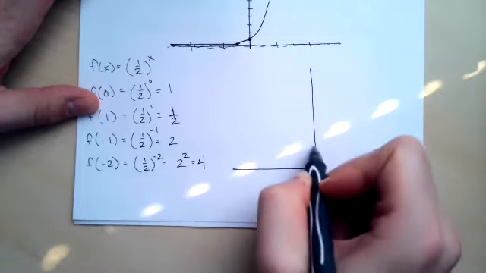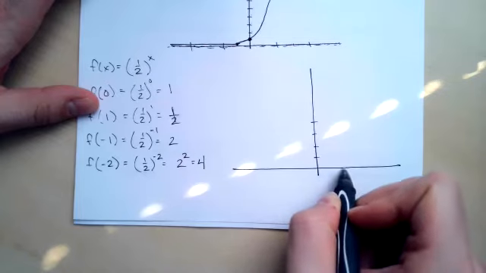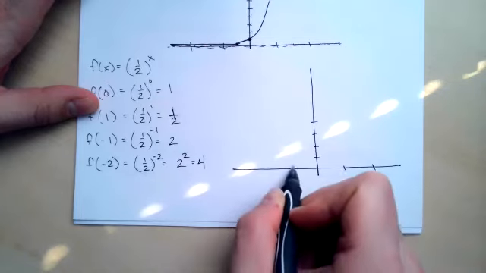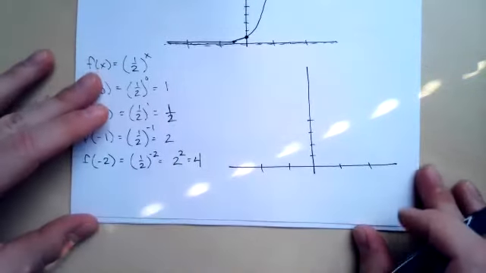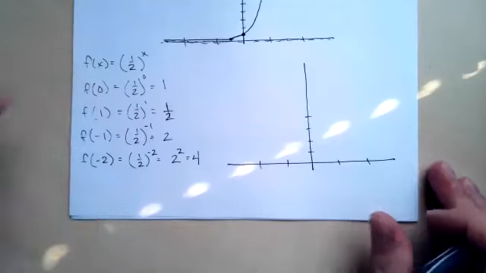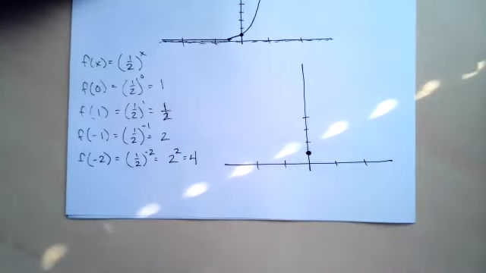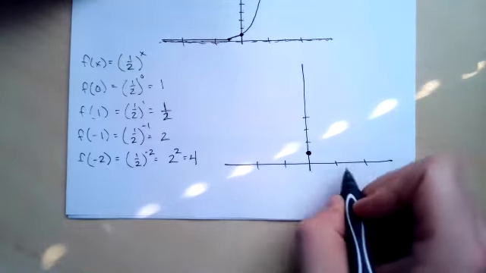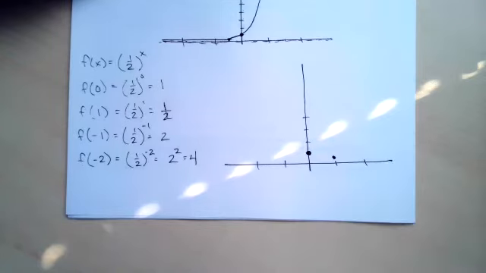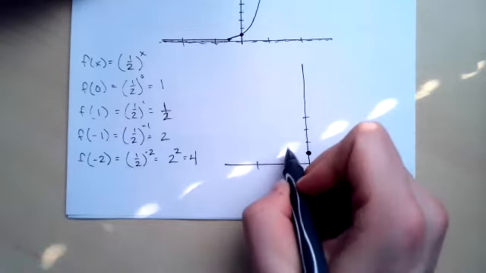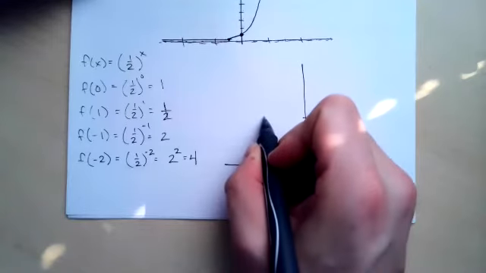And so plotting this, I'm still going to keep my x scale a bit broader than the y scale. We've got our y-intercept, 0, 1. We've got 1, 1/2. So about right there. At -1, we had 2. And at -2, we were up at 4.